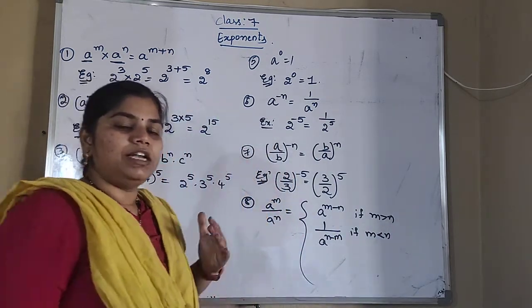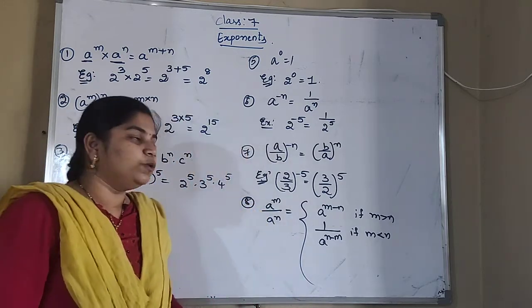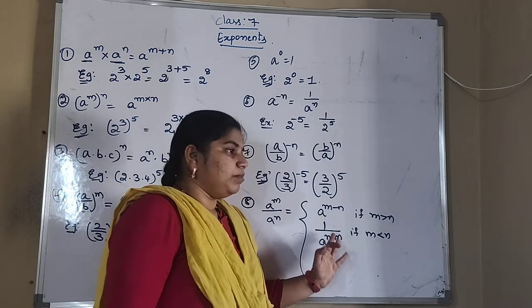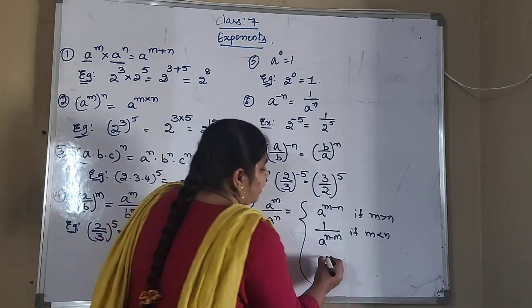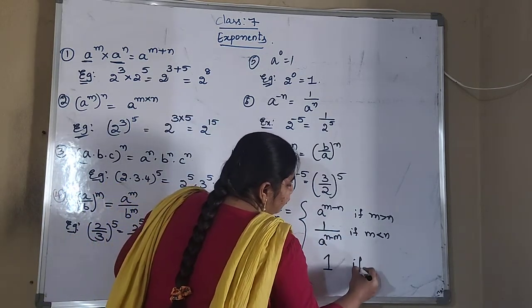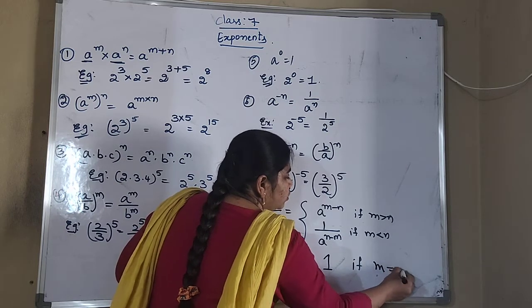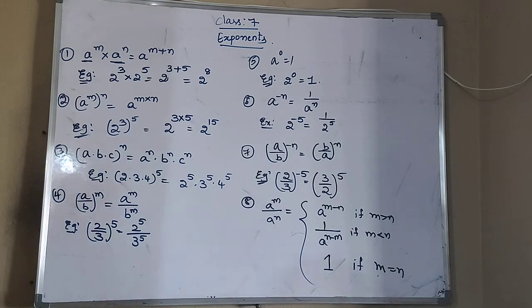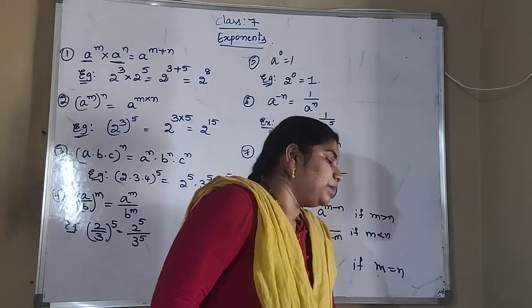Whenever the m value is less than the n value, which formula will we apply? 1 / a^(n-m). And in the same way, 1 if the m value is equal to the n value. Whenever the m and n values are equal, the result will always be 1. So for this we will see an example.